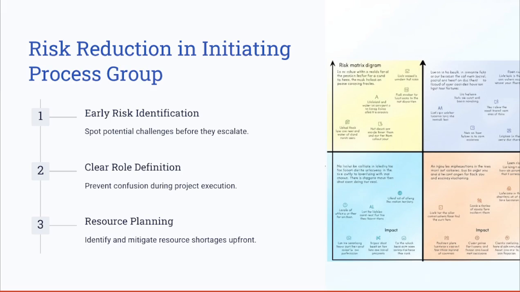How does the initiating process group reduce the risks? The initiating process group minimizes risks by identifying potential challenges early. It ensures that the roles and responsibilities are clearly defined when you are defining the stakeholder register, preventing confusion during project execution. For example, risks like resource shortages can be identified and mitigated upfront or early.